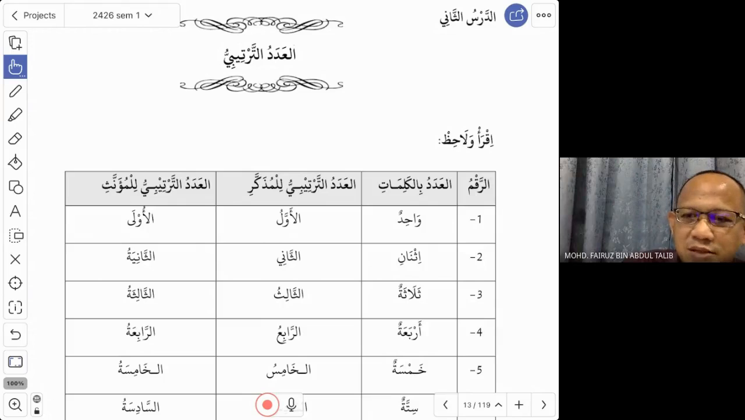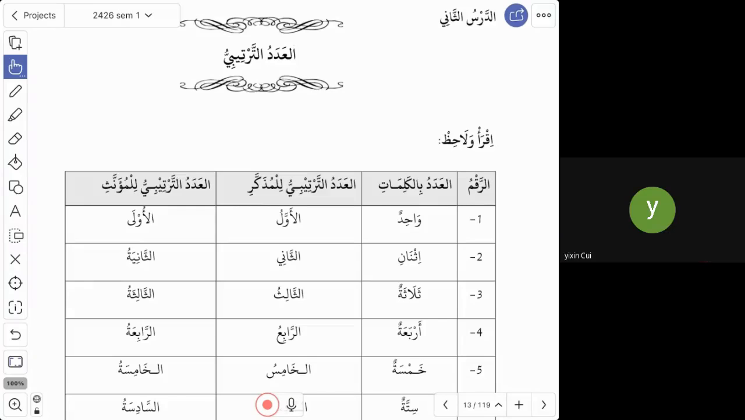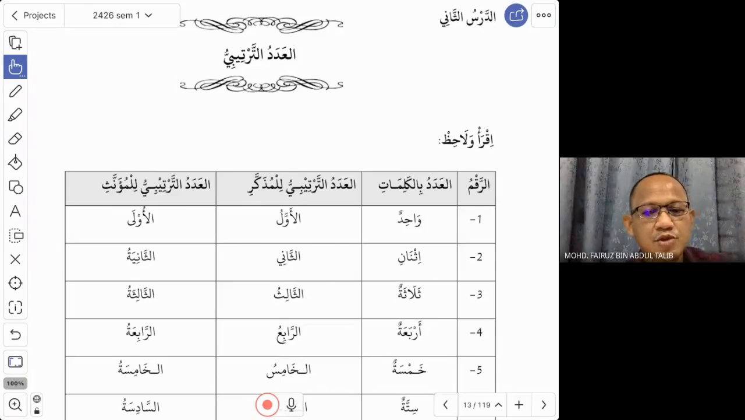تسعة is the normal number for 9. So ninth. التاسع. نعم. صحيح. And عشرة. العاشر. So عشرة is the normal number. العاشر is the 10th. Now you know the difference between these two numbers.